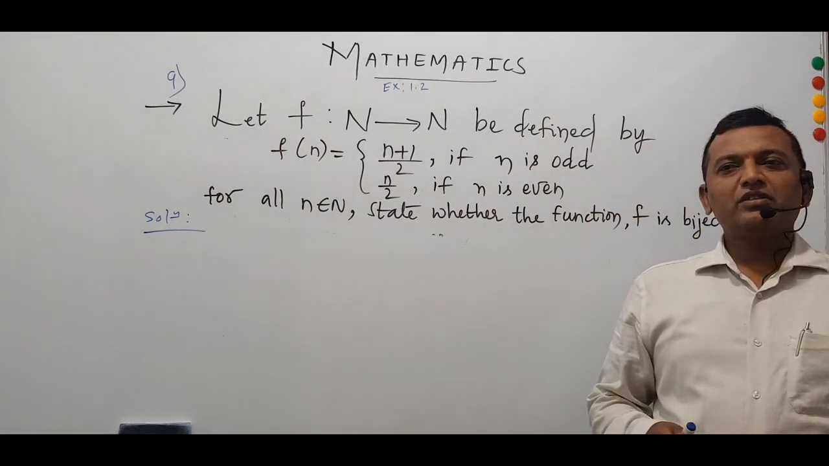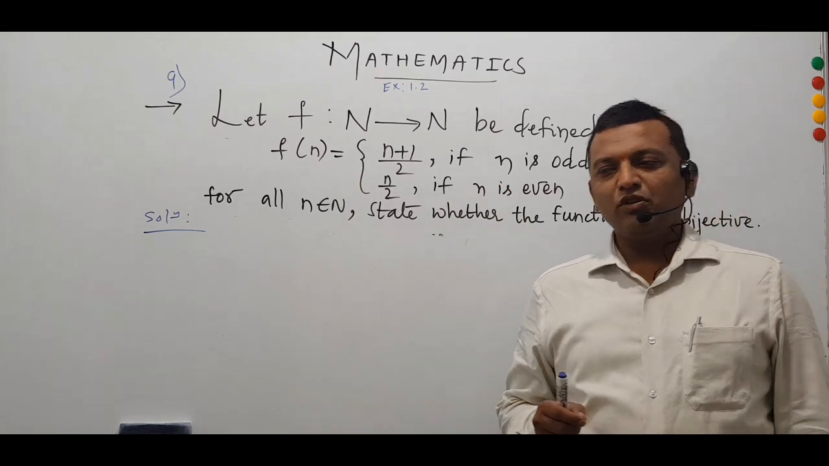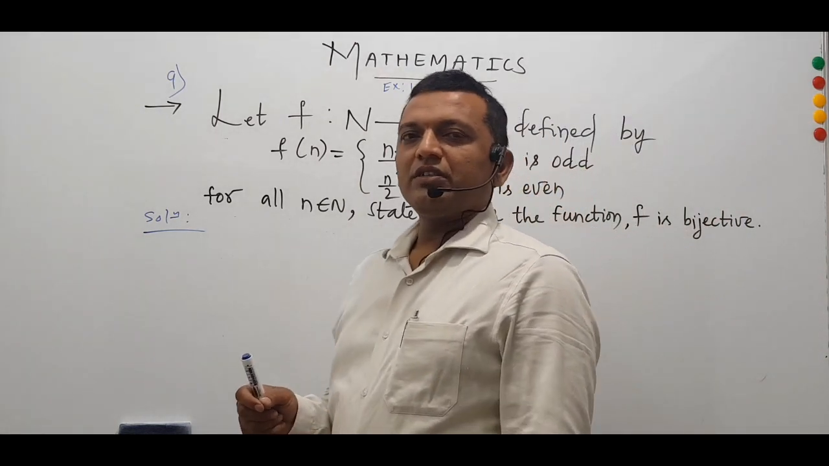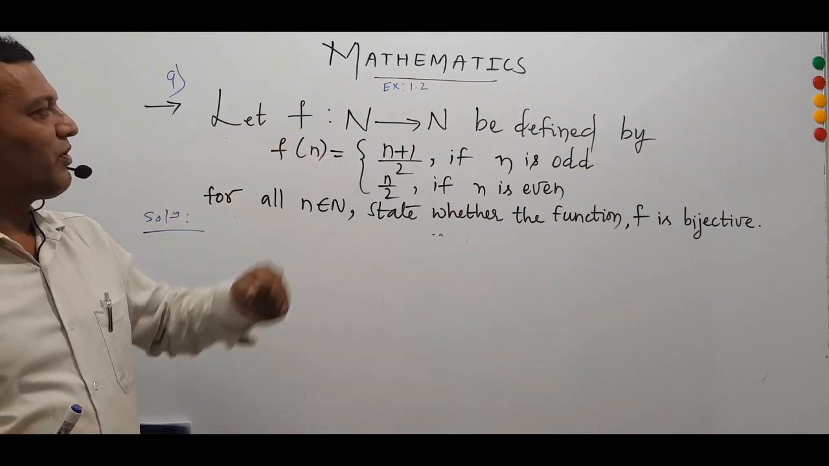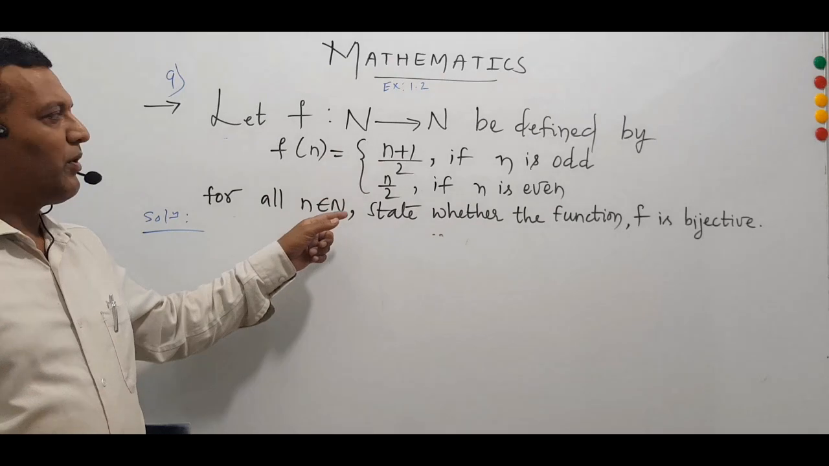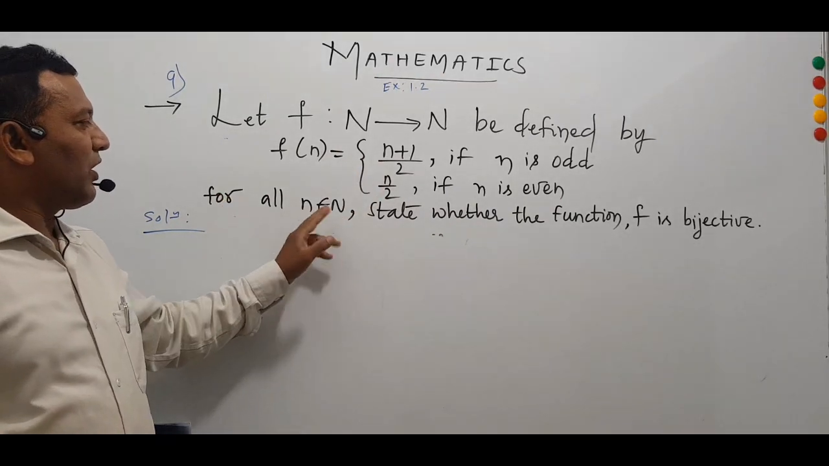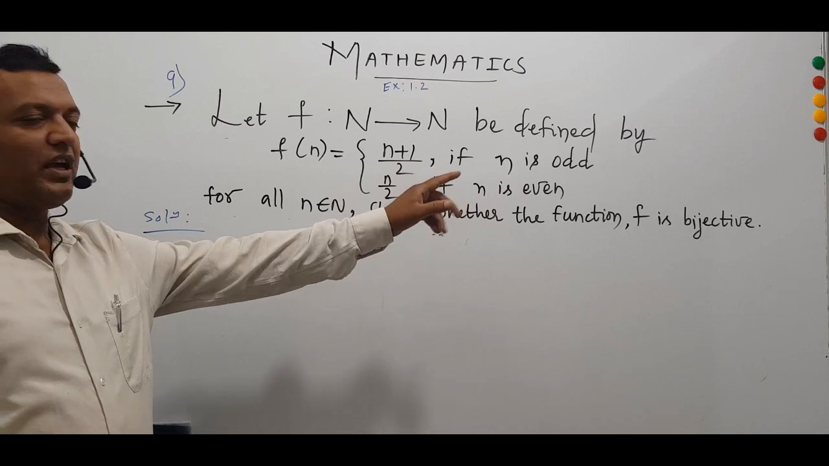Now, last class we discussed functions. Now, we'll do some problems on this. This will be from exercise 1.2 NCERT textbook, question number 9. The question is, let f be a function from N to N defined by f(n) = (n+1)/2 if n is odd, n/2 if n is even, for all n belonging to natural numbers. State whether the function f is bijective.